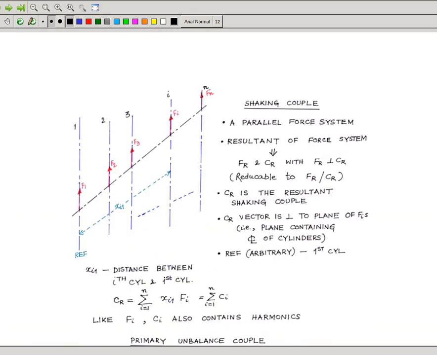Here now we come to shaking couple. So see here, these are the forces. All the forces are along the line of strokes or the center lines, but they are of unequal magnitude. If you take this as your reference, since these forces create a moment, that we know as the shaking couple. The resultant force is in this plane, and the moment is perpendicular to this plane, because if you take moment of this force about this point, the moment is perpendicular to the plane. So the C_R vector is perpendicular to the plane of the F_i's.